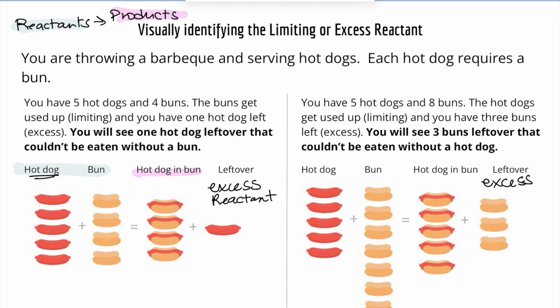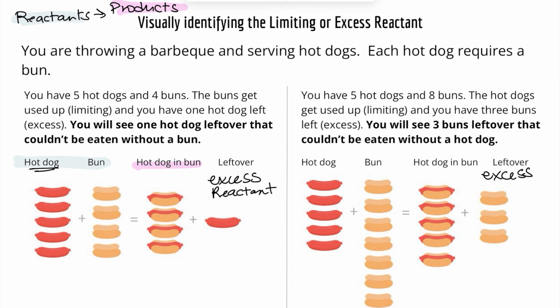This example uses a 1-to-1 mole ratio. We are going to look at how we can deal with this if we are doing a chemical reaction and how that applies with something more complex.